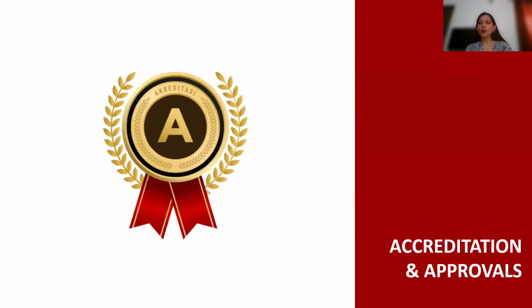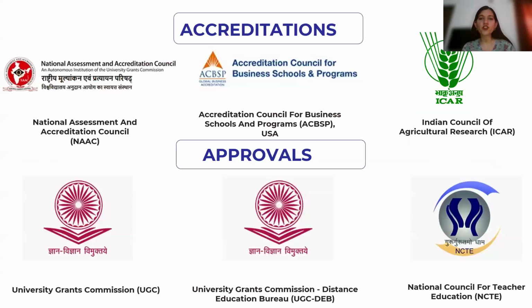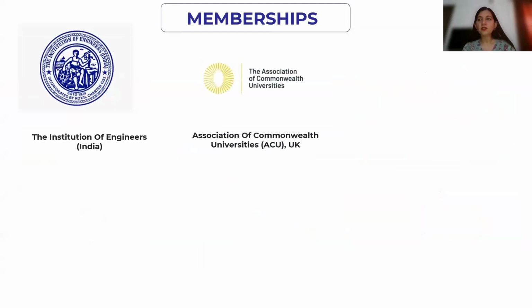So if I talk about Lovely Professional University, definitely I'll be discussing the accreditations and approvals that actually lead to the foundation. Talking about the accreditation, LPU has received the highest NAAC grade, the NAAC A++ with a 3.68 score on 4 point. Recently, even the computer science department has been accredited with the NBA also. Very, very prestigious ranking. We have all the necessary accreditations, and we are a completely UGC recognized university. And whatever memberships are required, those are also part of our curriculum.